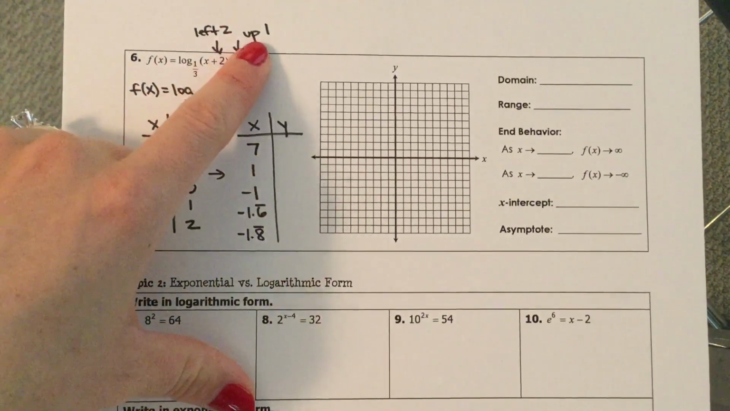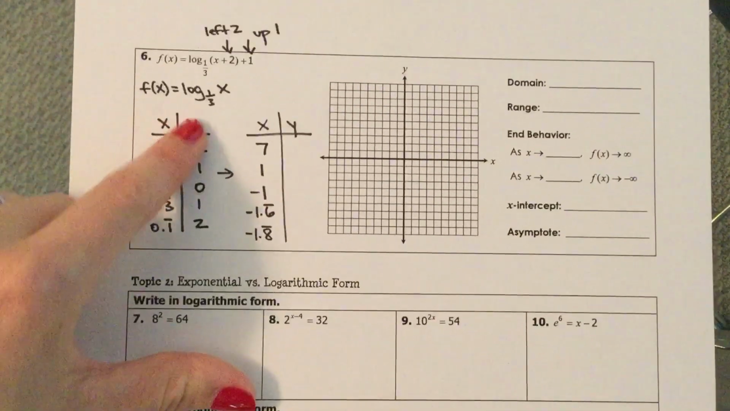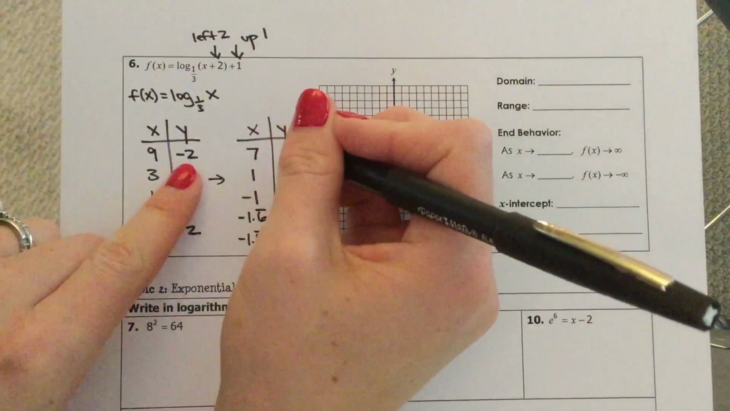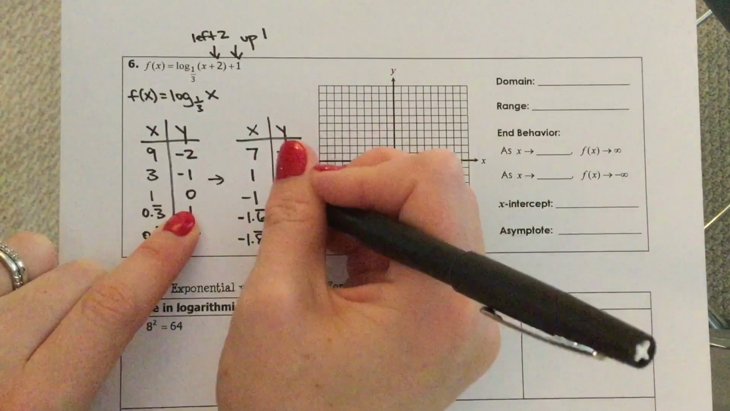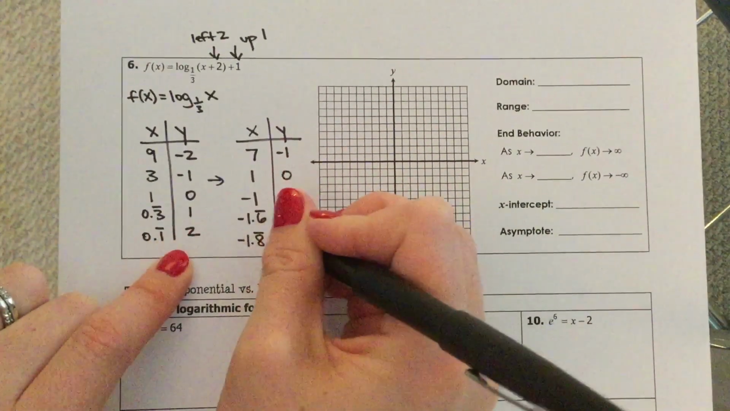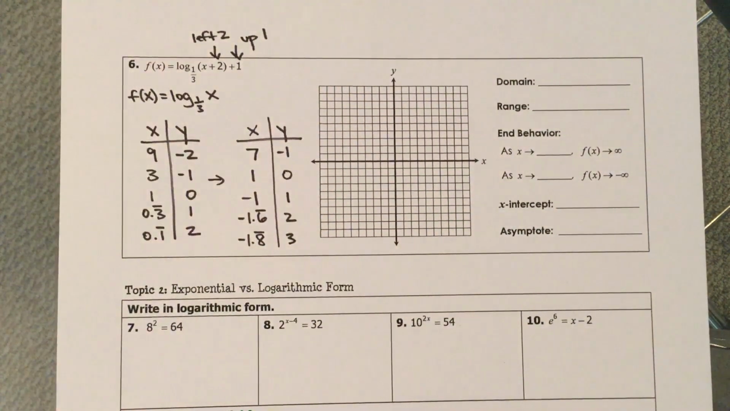Okay, and then the y values are moving up 1, so you're going to take all these y values and add 1 to them. So negative 2 plus 1, negative 1 plus 1, 0 plus 1, 1 plus 1, 2 plus 1. Those values on the right are the ones that you're going to plot.